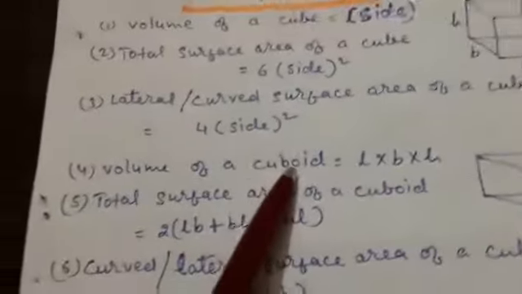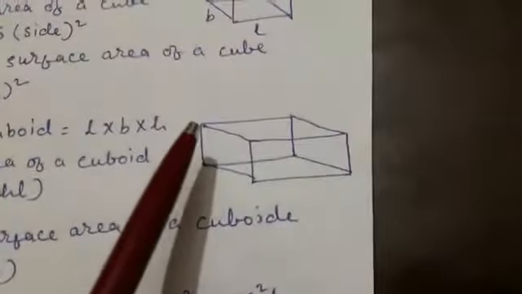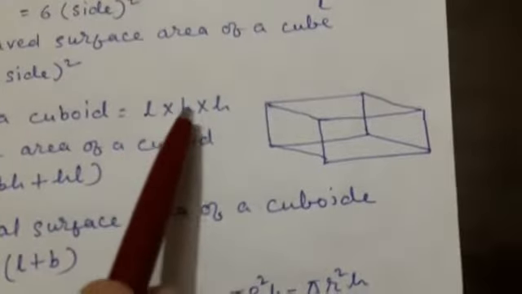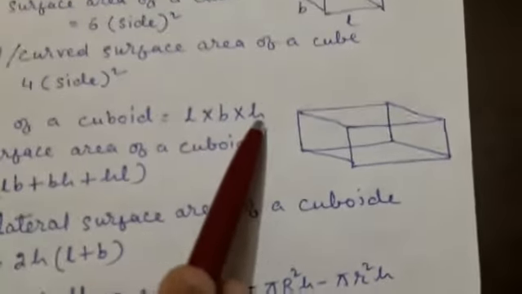Next, volume of a cuboid. In a cuboid, length, breadth and height are of different measurements. So the volume of a cuboid will be L into B into H. It means length into breadth into height.